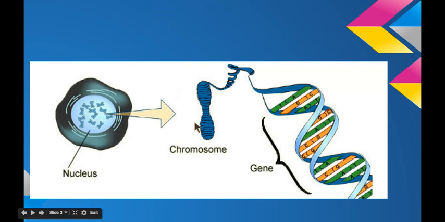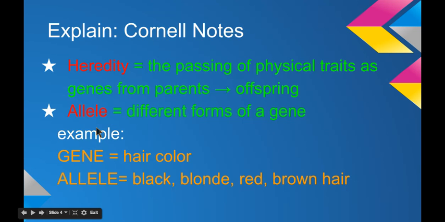Quick review picture. Here's my chromosome. It's got all this DNA wrapped up really tight. Within the DNA, specific sections. This is a gene right here, and this gene codes for a specific trait. We'll say that this gene codes for eye color, and it's wrapped up really tightly, wound up into a chromosome. That chromosome is stored in the nucleus.